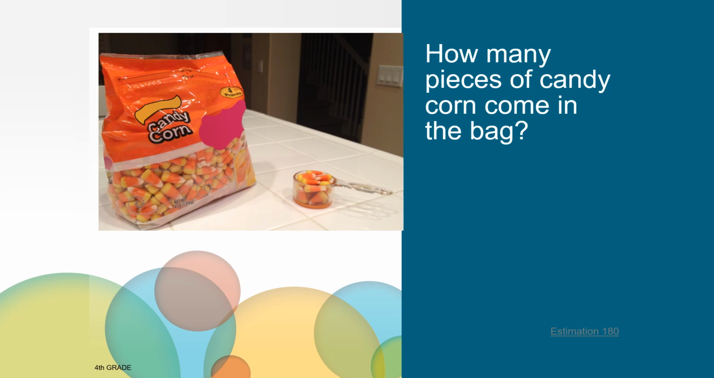Let's use what we learned to try another one. We know that there are 19 pieces of candy corn in 1/4 cup. That's pretty close to 20, so I'm going to think about it as 20 pieces. If there are 20 pieces in the cup, how many pieces of candy corn would be in the whole bag? Go ahead and make an estimate.